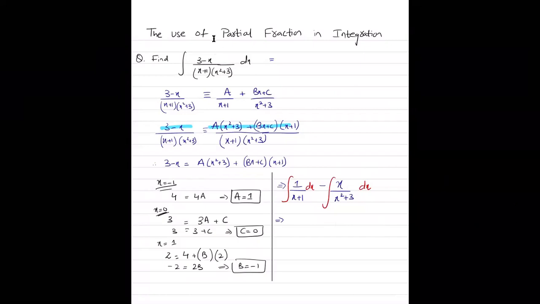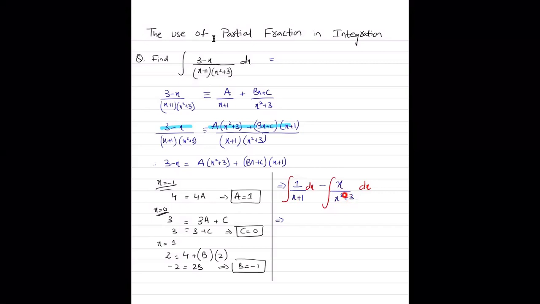Okay, so I was saying, would you agree that the integration of 1 upon x plus 1 is going to be ln of x plus 1? Yes. All right. Now, what about this? We have x in the numerator and x squared plus 3 in the denominator.